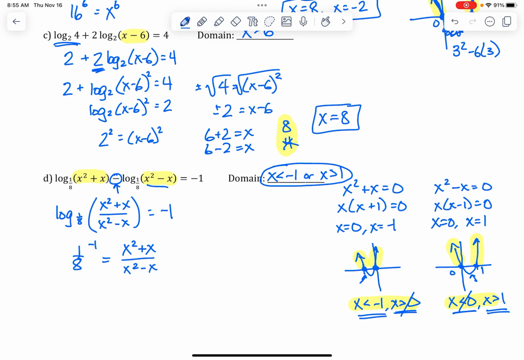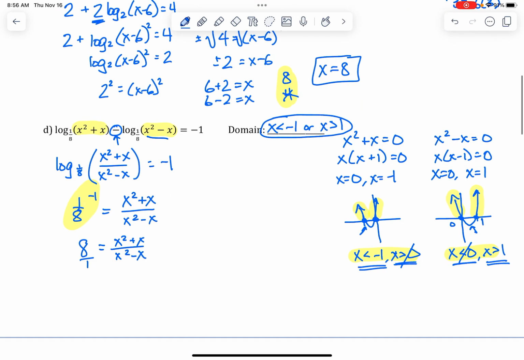Now I think it's easier to rewrite 1/8 to the -1 as 8 to the +1, right? If you think about it, negative exponents are reciprocals. 8 to the first is the same as 1/8 to the -1. And now you have your right side. At this point, you can write it over 1 if you want, but you want to cross multiply. All right, and so you'll have 8 times x squared minus x equals 1 times x squared plus x.